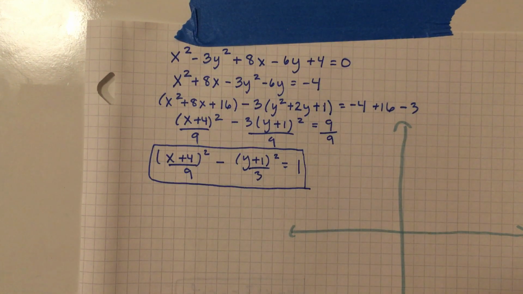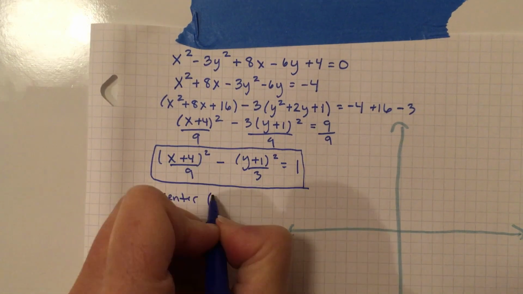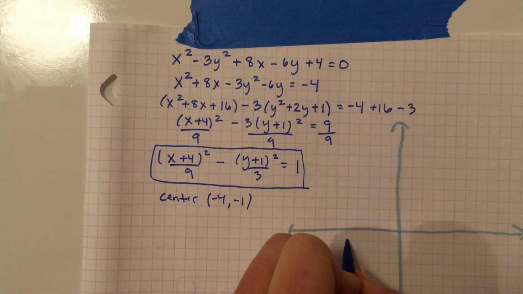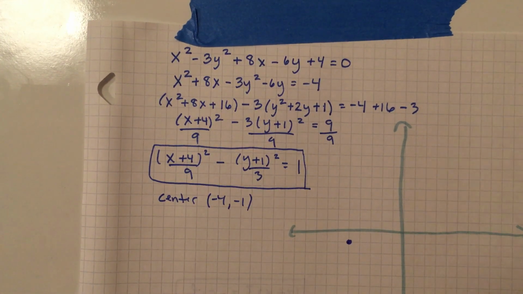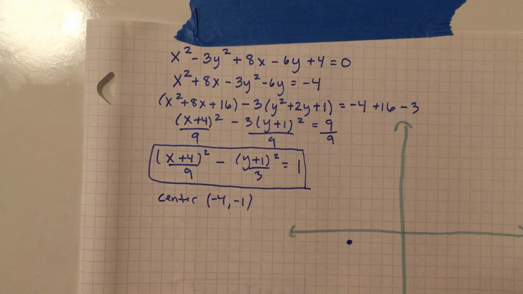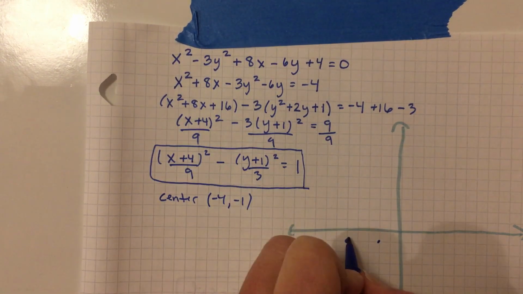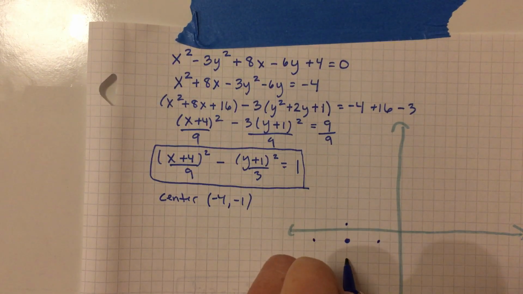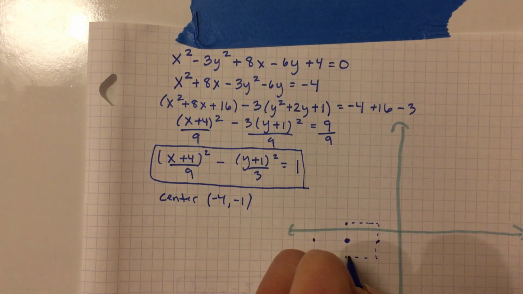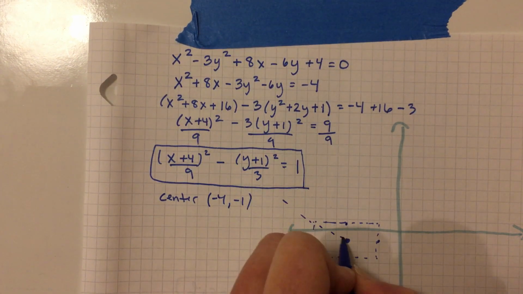So again, find the center first. Okay, the center is always xy, so be careful that x is -4, y is -1. So 1, 2, 3, 4, -1. Okay, all right. And then you want to just look at the directions. Okay, so in the x direction, you're going to go out 3 and out 3. In the y direction, you go √3, which is about 1.7, and then you draw your box. Okay, and then you draw your asymptotes.